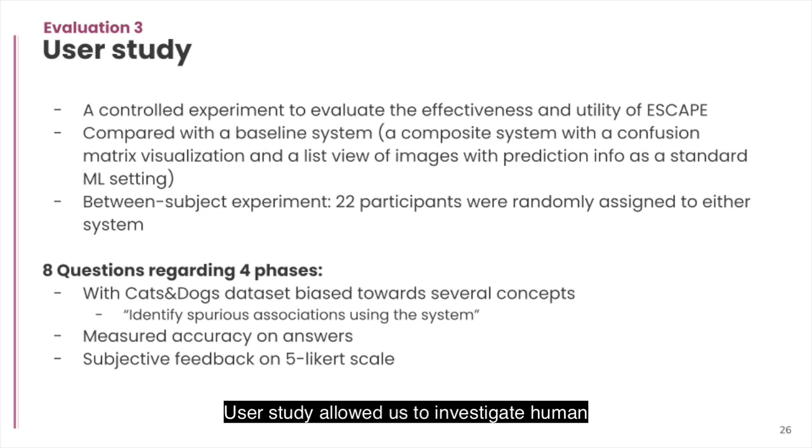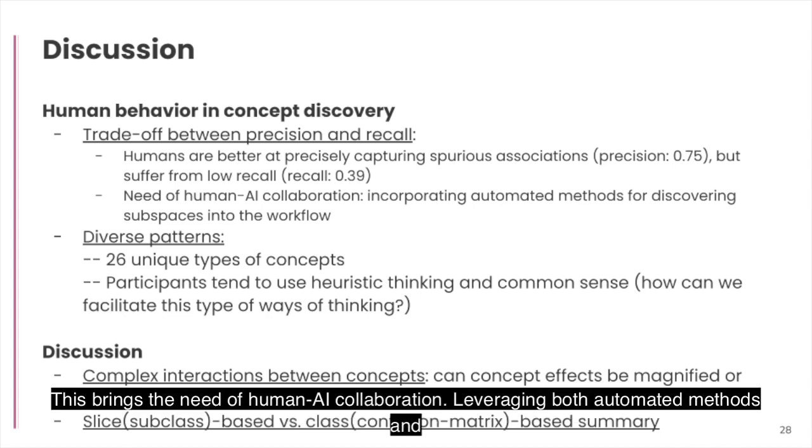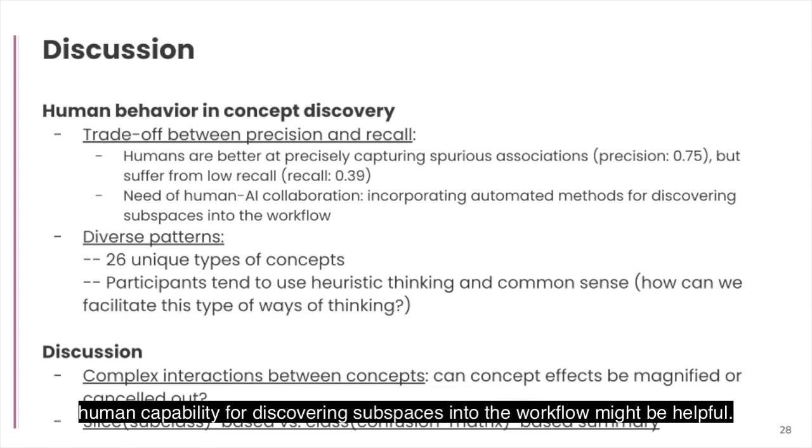The user study allowed us to investigate human behavior in concept discovery. Overall, users were able to find diverse patterns over 26 unique types of concepts. But we found that there is a trade-off between precision and recall. Humans are better at precisely capturing spurious associations, but suffer from low recall. This brings the need for human-AI collaboration. Leveraging both automated methods and human capability for discovering subspaces in the workflow might be helpful.